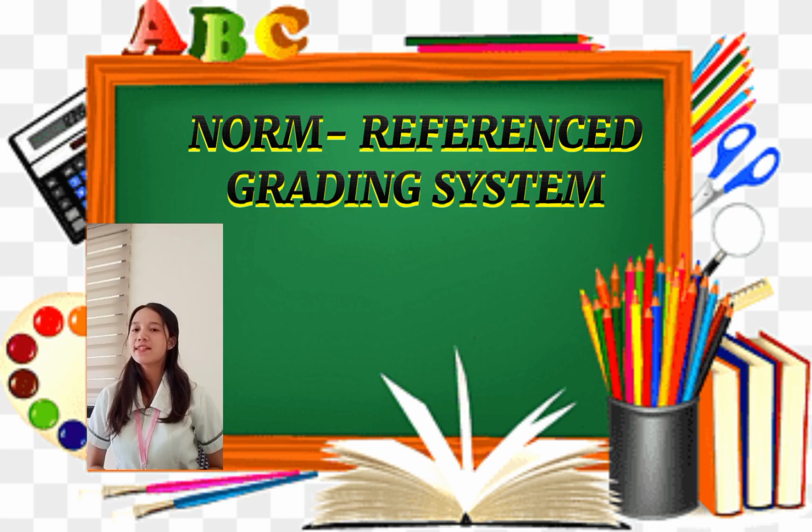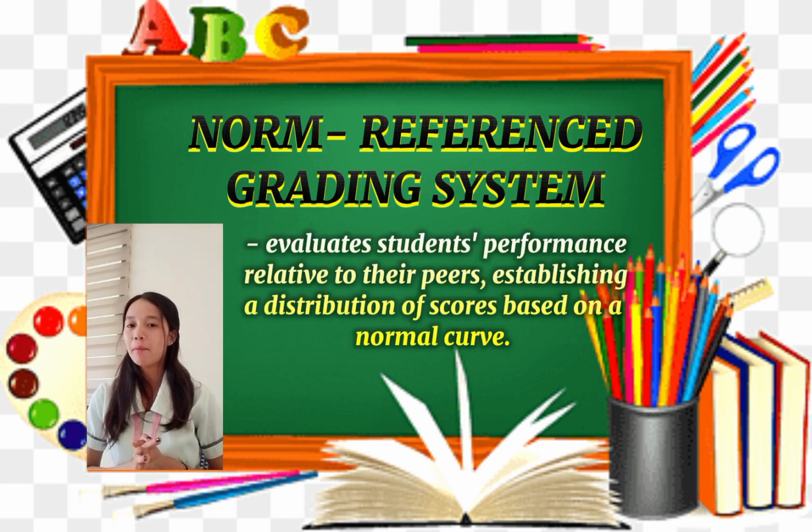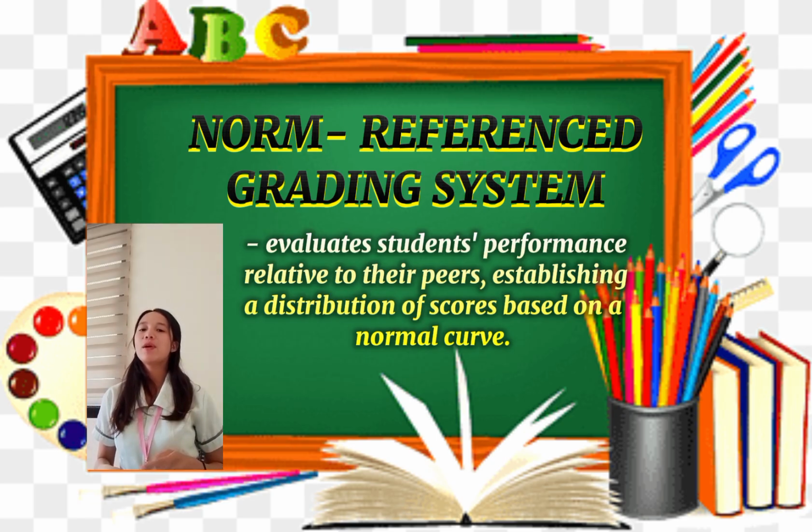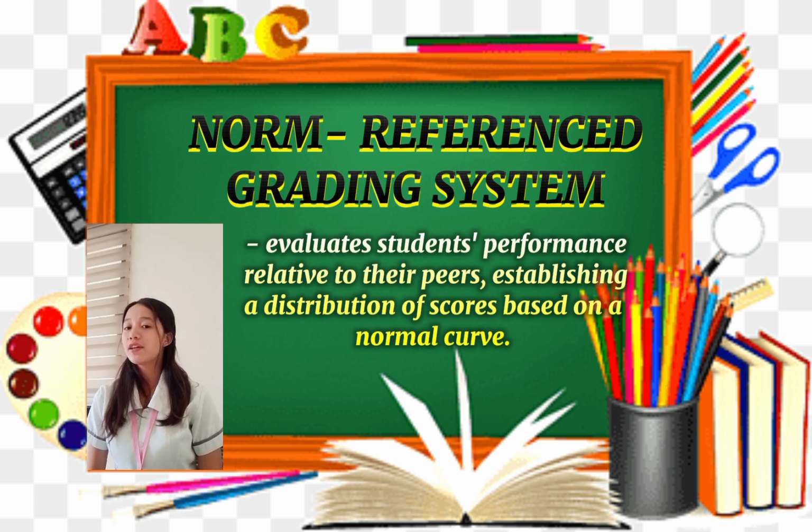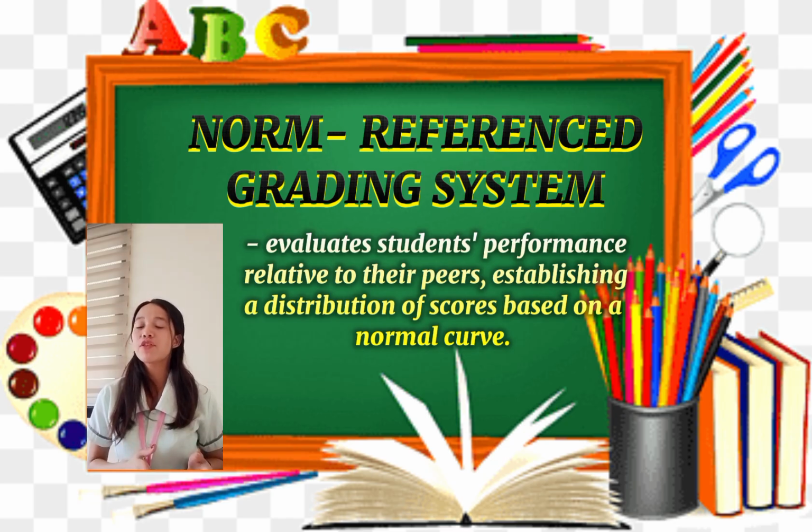Okay, let me first define what the norm reference grading system is. It refers to a grading system wherein a student is evaluated relative to the performance of other students. Using the norm reference grading system, a student's performance is evaluated relative to the performance of other students within the group. It is also known as grading on a curve. The teacher will be the one to set what percent of the students in the class are assigned each grade if it is not stated in the grading policy.